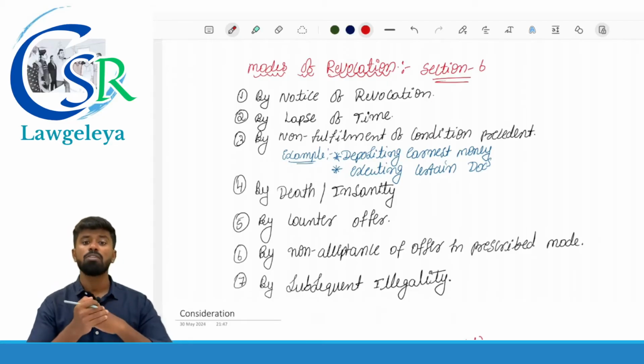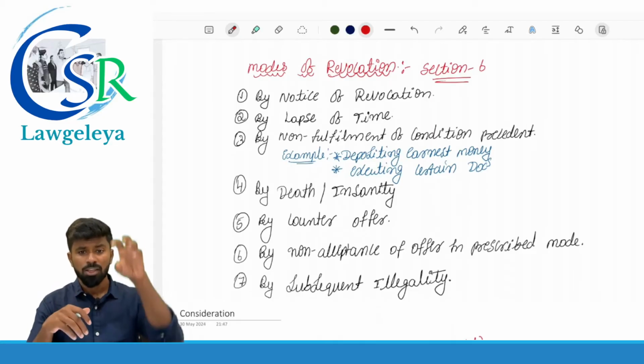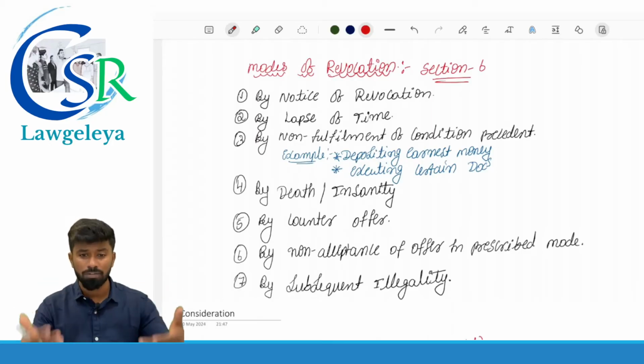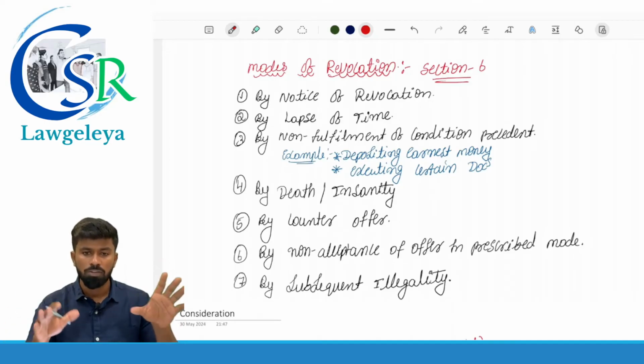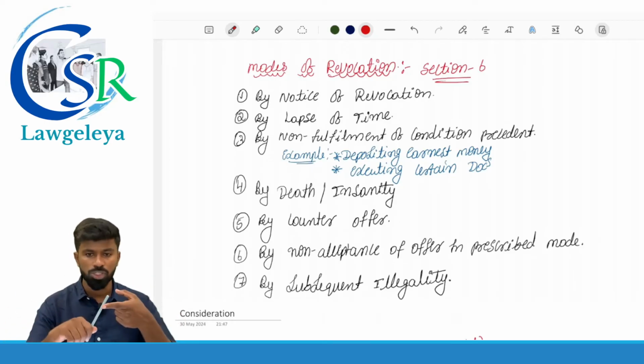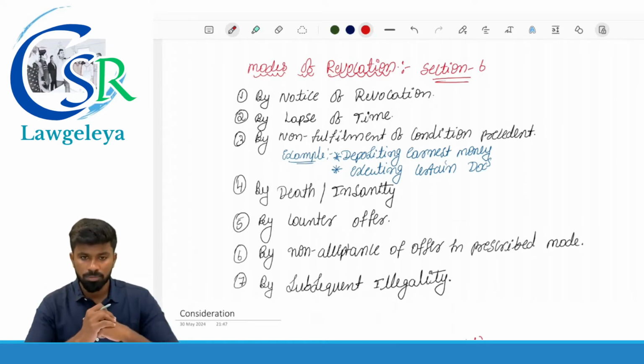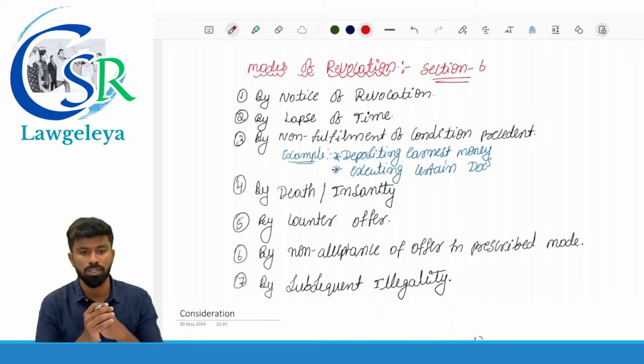Next one, by non-fulfillment of condition precedent. If the offerer has prescribed a specific condition to be fulfilled before the offeree accepts the offer, and if the offeree fails to fulfill those conditions, offer will lapse. For example, depositing earnest money, executing certain documents, or obtaining a degree. These are the preconditions to be satisfied.